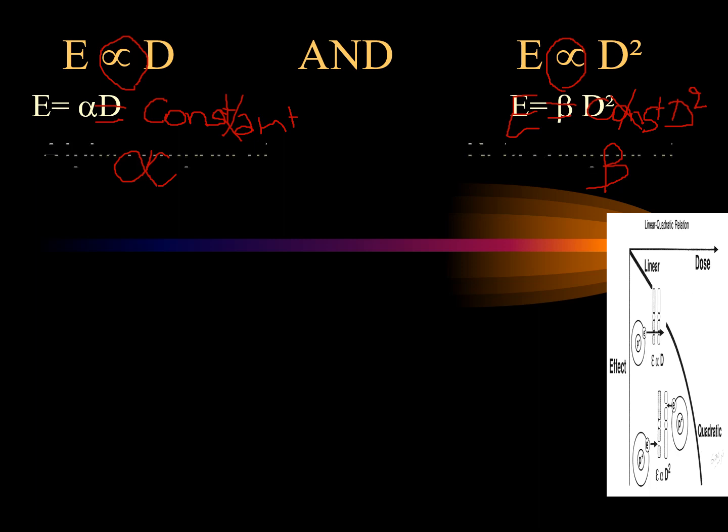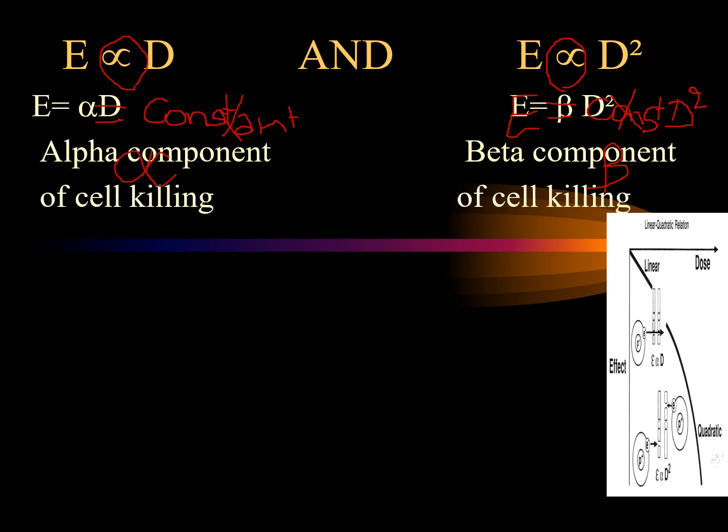So would you mind if I tell you to use this phrase: in the first part of the curve, the alpha component of cell killing is dominating. The main type of cell death in the first part of the curve is the alpha component. And whenever you hear this statement without understanding what alpha means, you never understand anything. Simply, what does alpha mean? What does alpha component of cell killing mean? It's nothing. It's just a constant.